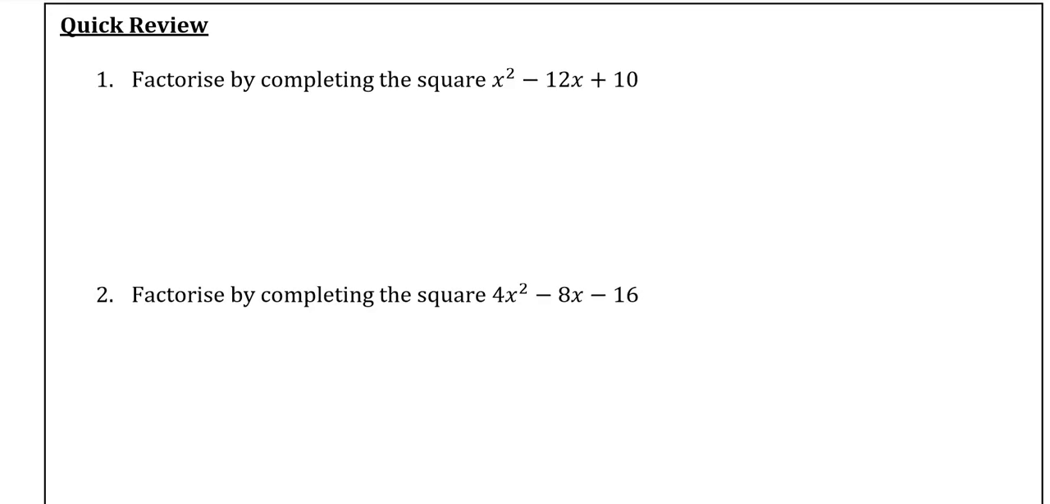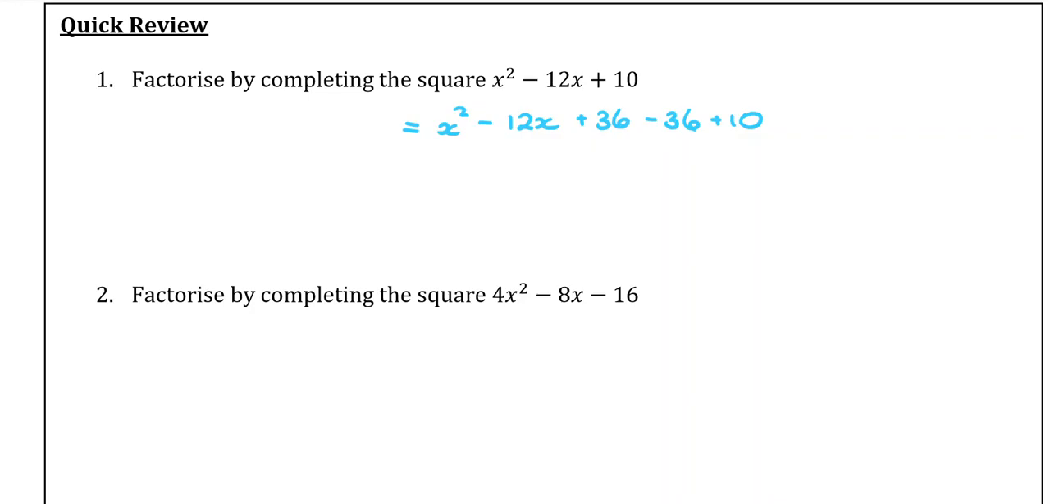When factorising by completing the square, you keep the first two terms, x squared minus 12x, then you halve the 12, which is negative 6, and square that. So negative 6 squared is 36. Now, adding a 36 into my expression, I need to compensate for that by subtracting it off again, and then I still have the plus 10 sitting on the end.